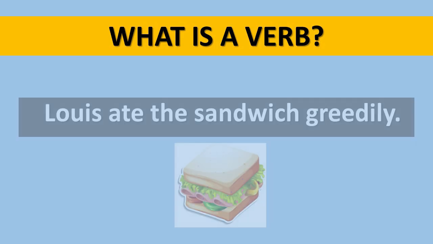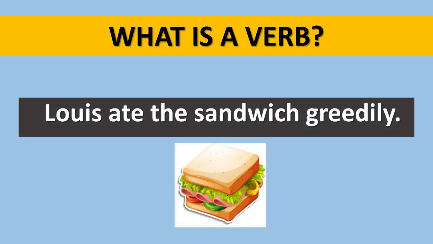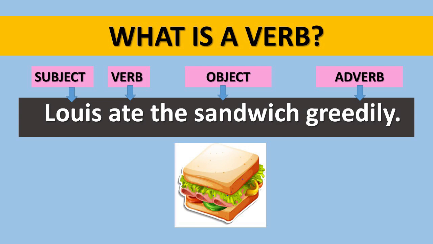Firstly, what is a verb? So here's a sentence. We've got Louis ate the sandwich greedily. And in that sentence, we've got a subject. That's Louis. This is a sentence about him. We've got a verb. That's the doing word, ate in this case. The object in this sentence is the sandwich. And we've also got an adverb. We wouldn't have to have that for the sentence to make sense and be a sentence in its own right. But we've got that, modifying the verb and telling us how the action is done. Louis ate the sandwich greedily.